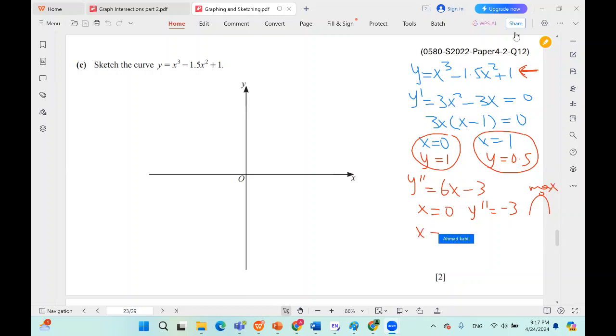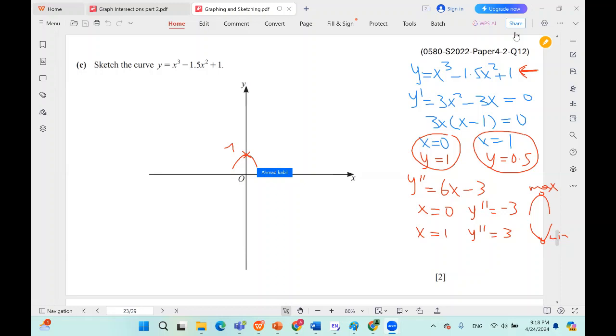For x equals 1, we have y double dash equals 3. And this is a smiling curve. So we have a minimum point because y double dash is positive, so it's a smiling curve. How does this help us? So now we know that at 0 and 1, here we have a maximum point like this.